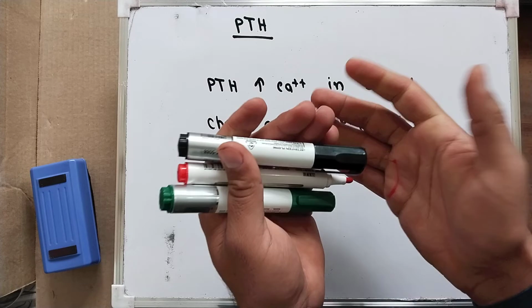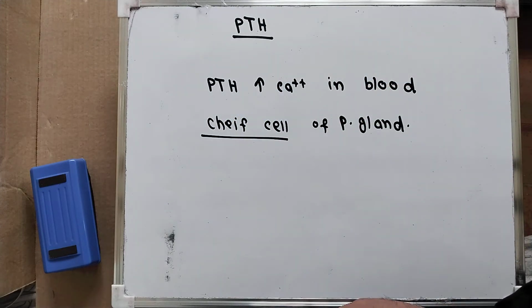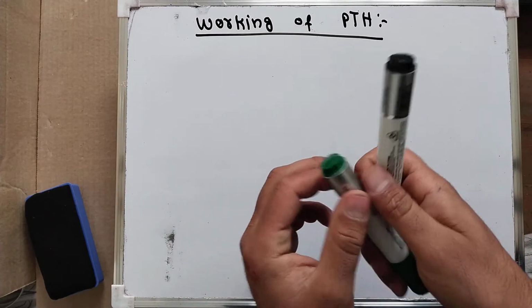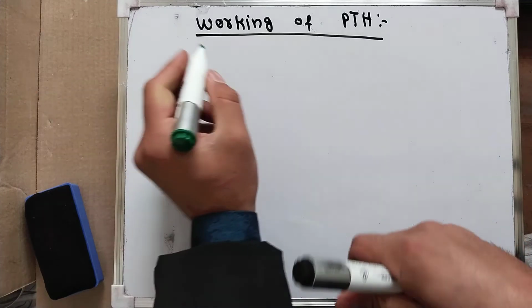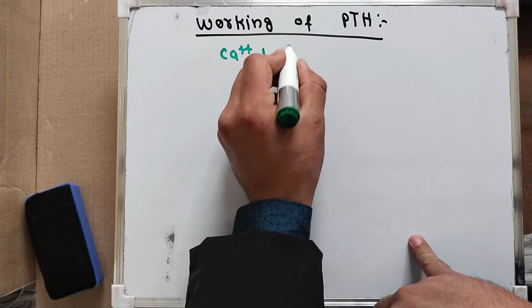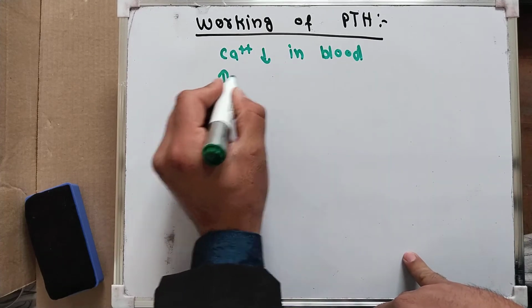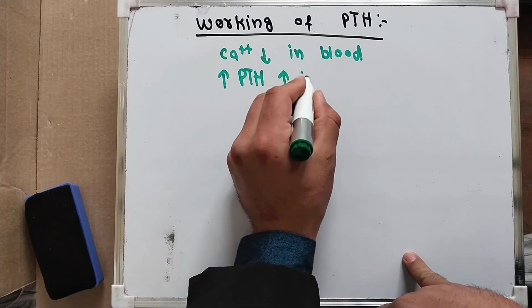Now let's talk about activities of parathyroid hormone, the working of PTH. When calcium level in the blood decreases, then parathyroid hormone increases in blood.